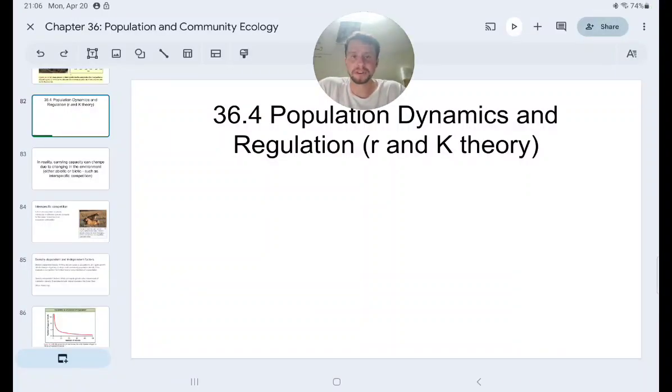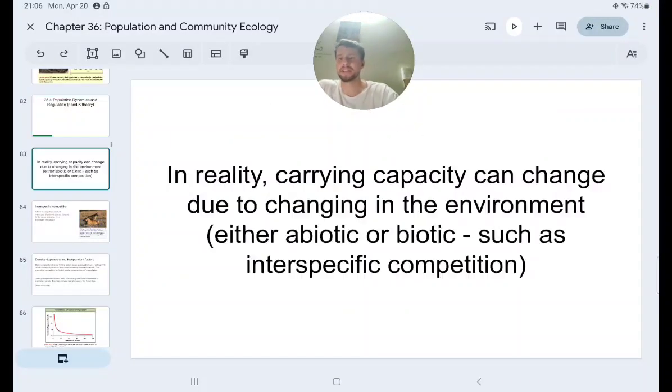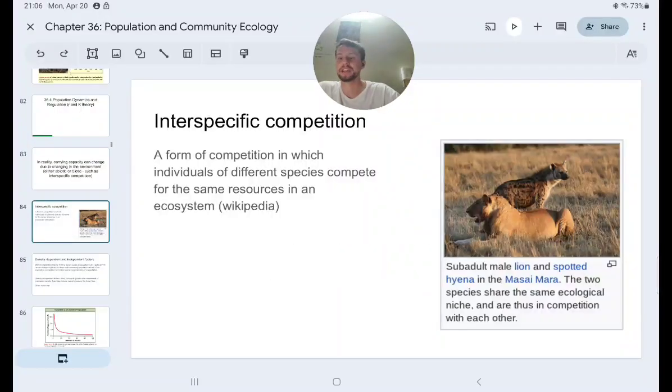For 36.4, there's not a whole lot to talk about. It's just r and K theory. In reality, carrying capacity can change due to changes in the environment, because it's not only the size of the population itself that can change. Abiotic and other biotic factors can change, such as interspecific competition. Interspecific competition means competition between different species.